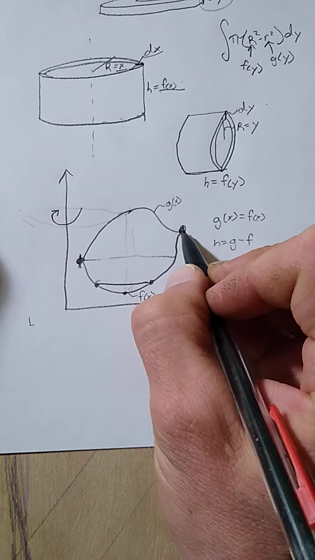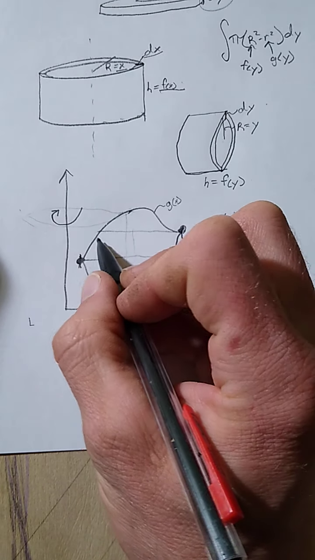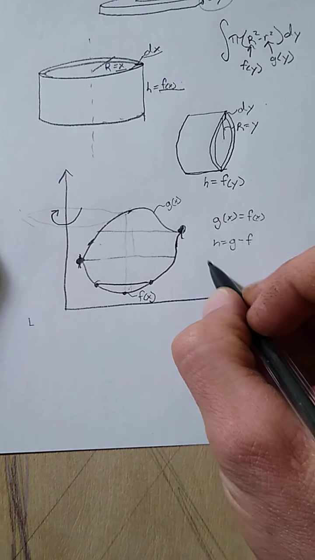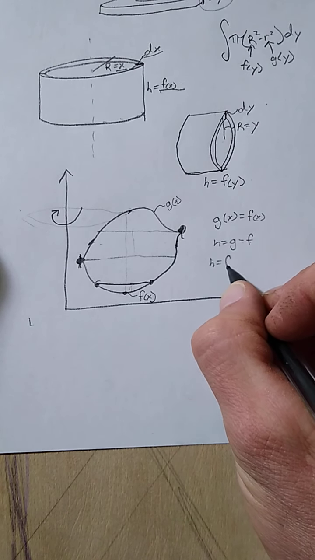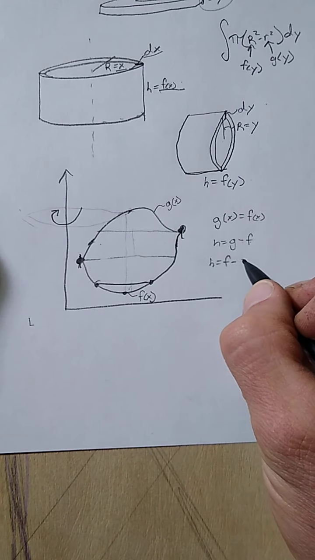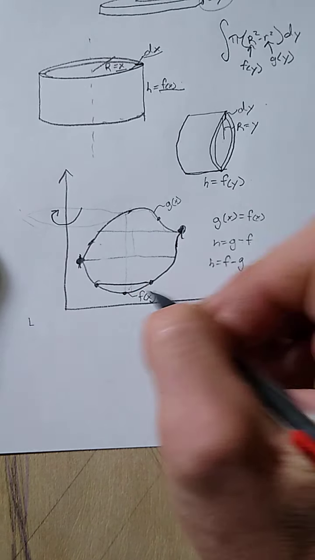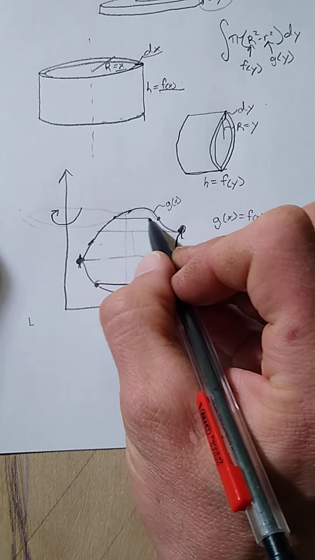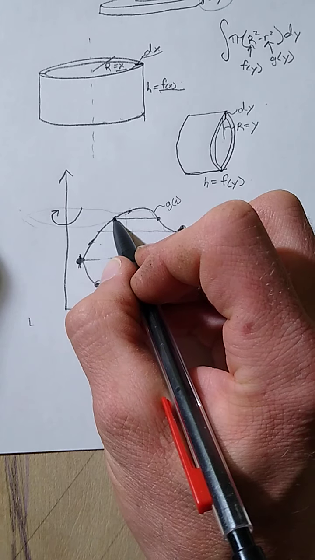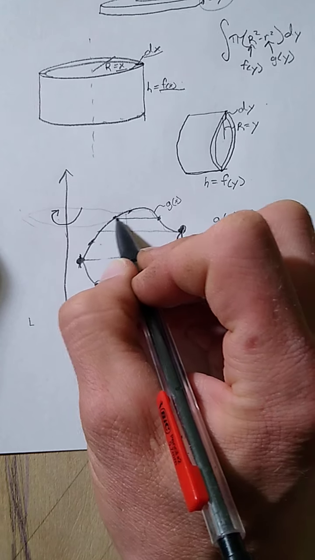And then from here to here in this section, my height is going to be this part of f minus g. And then up at the top, it's going to be this part of g minus this part. Outer minus inner. So if here's my line, outer minus inner.